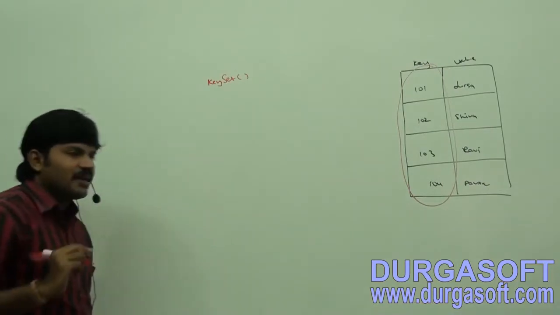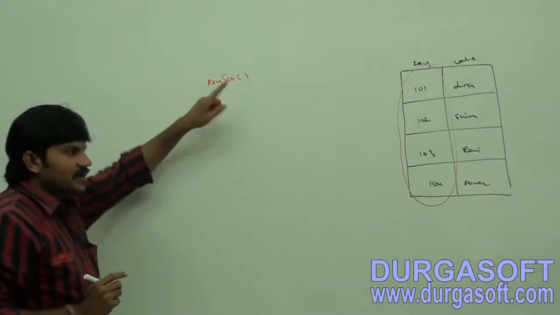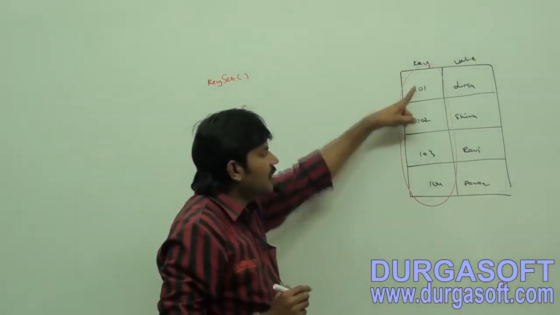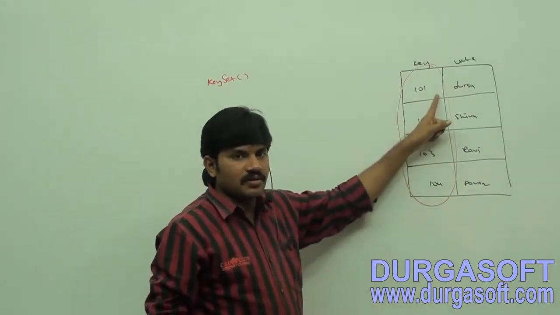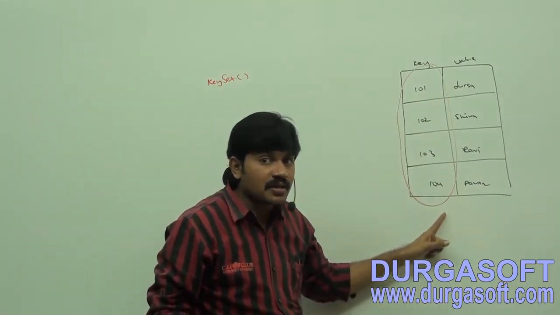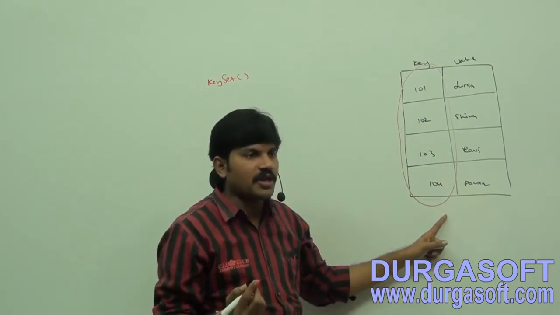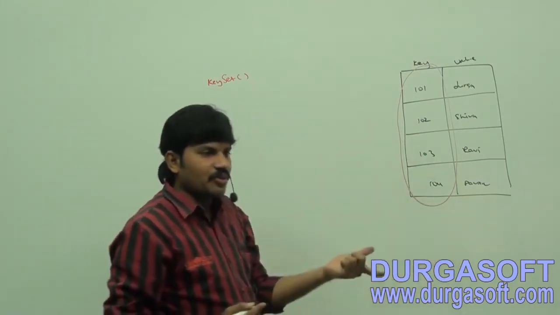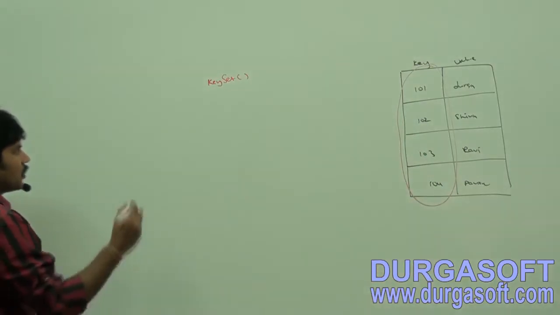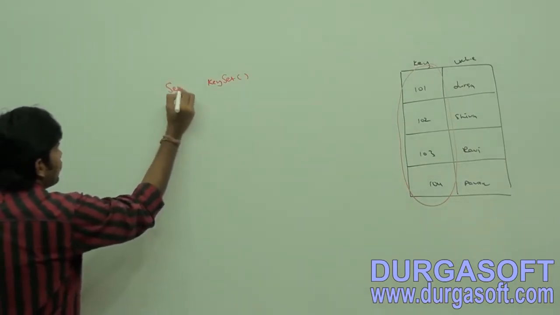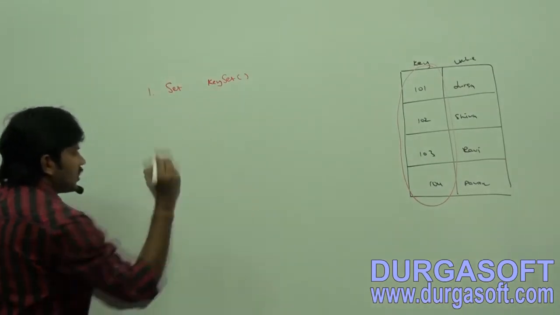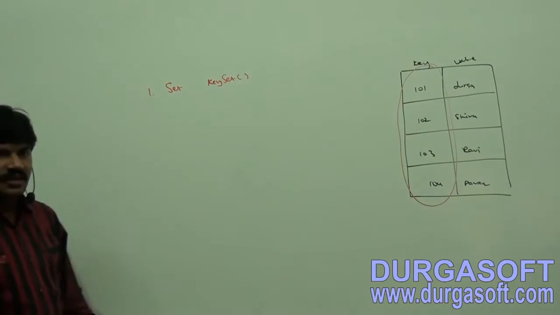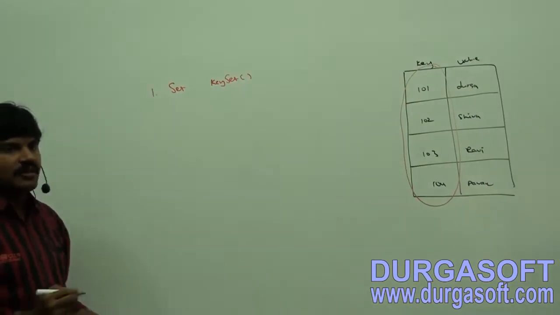Sir, keySet. Why am I using the term set? Are duplicates allowed or not allowed? Duplicates are not there. Duplicate keys are not there. That's why it is a set only. Since only keys I want, Set is the return type. keySet is the method we have to call. Only keys by default we are going to get.